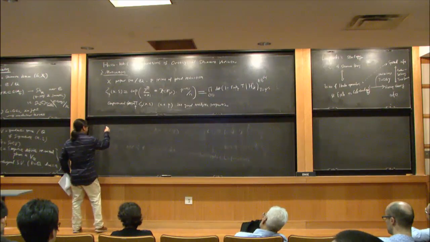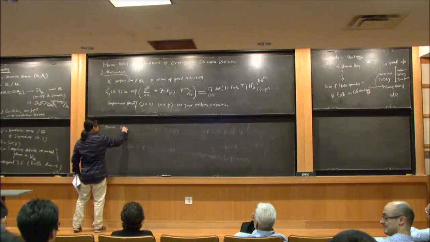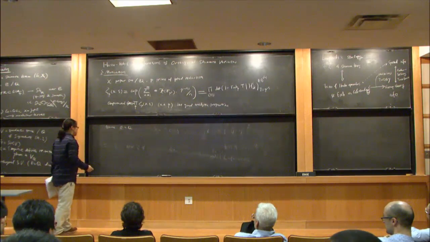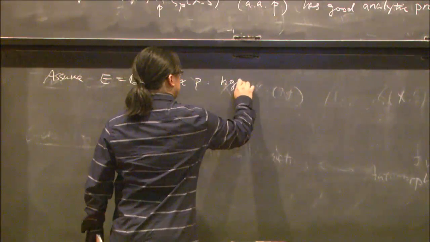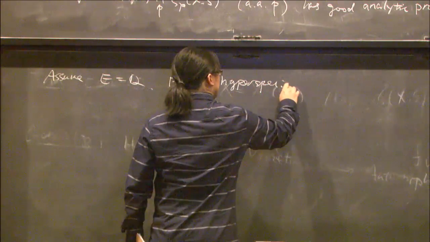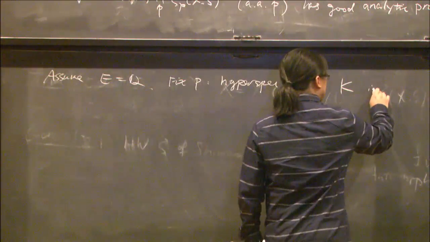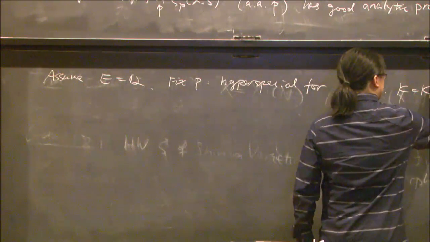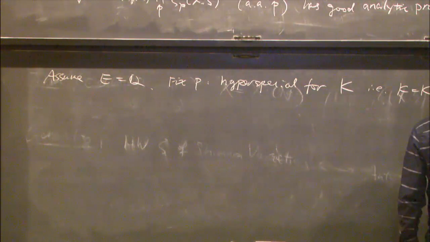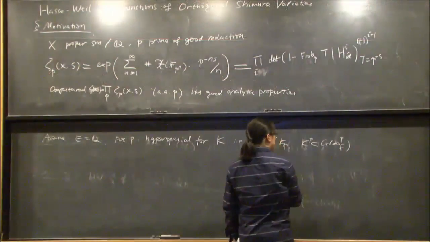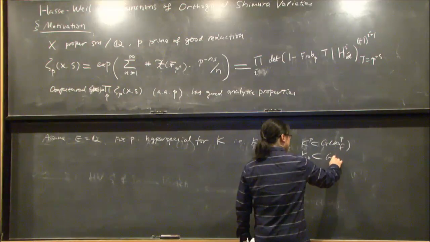Right, so from now on, for simplicity, we just assume that the reflex field is Q. And also, we fix a prime p to be hyperspecial for the level K, in the sense that this K is a product of K upper p and K lower p, with K upper p a compact open subgroup of G(A_f^p), and K lower p a hyperspecial compact of G(Q_p).